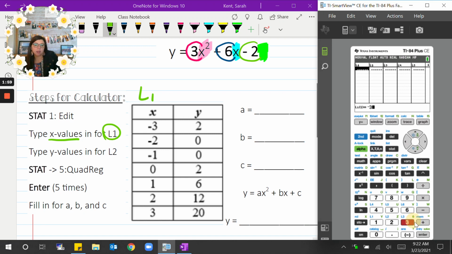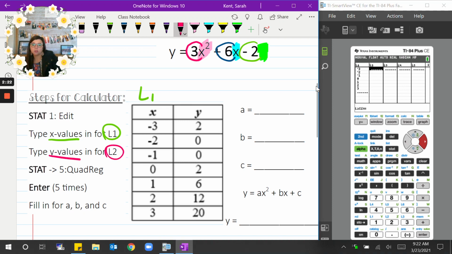I'll type in -3, enter, -2, enter, -1, 0, 1, 2, 3. I'm going to double check: -3, -2, -1, 0, 1, 2, 3. Then I'm going to go over to L2, and here I'm going to type the y values. So y will be L2. I've got 2, enter, 0, enter, 0, enter, 2, enter, 6, 12, and 20.